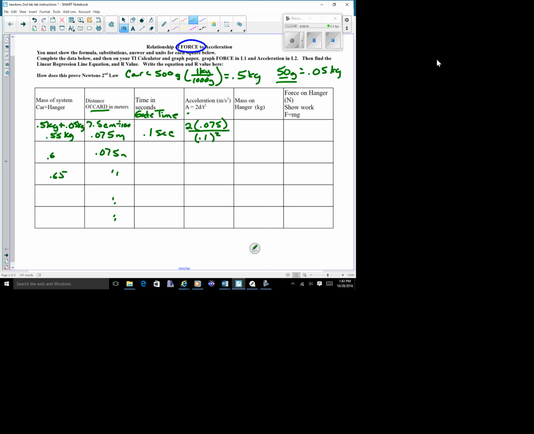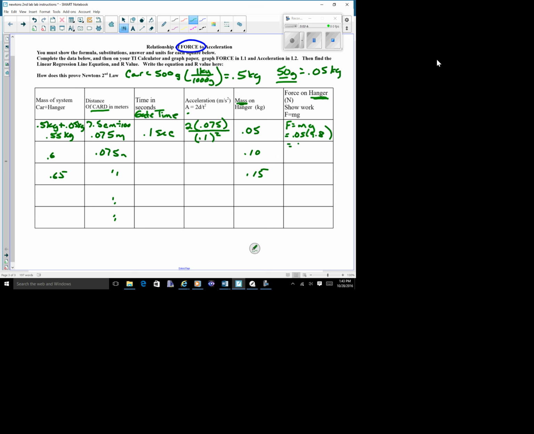The mass on the hanger, since you're on the force side, once again, you're changing that hanger's mass by 50 grams or 0.05 kilograms each time. So that'd be 0.05, then 0.10, and 0.15, and so on. And on the force on the hanger side, since it's the force on the hanger, you've got to use the mass of the hanger. So you're going to show the formula each time. I'm going to take the mass of the hanger, which is 0.05, multiply that by 9.8 meters per second squared, and you will end up getting 0.49 newtons in that first box.